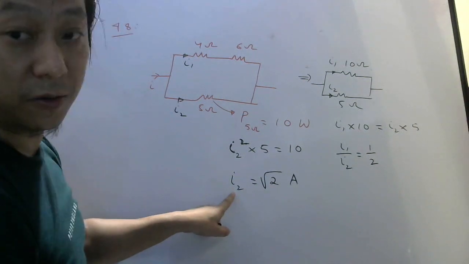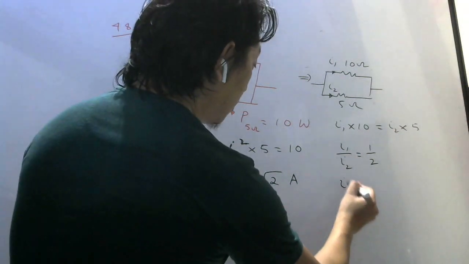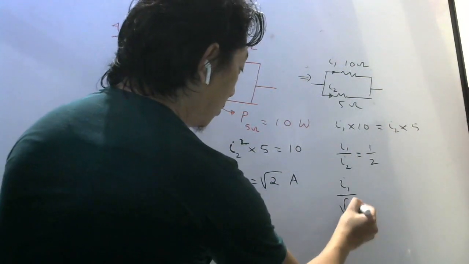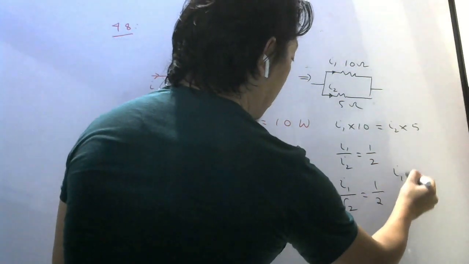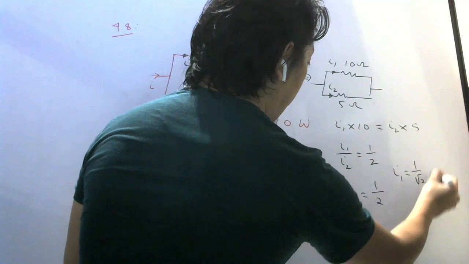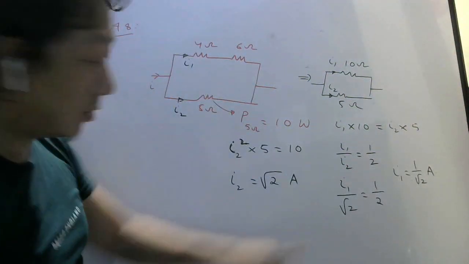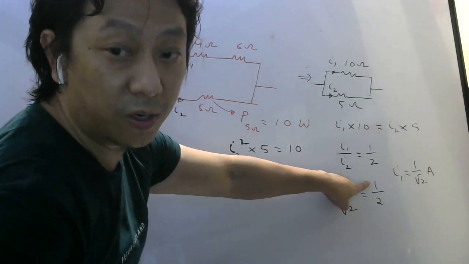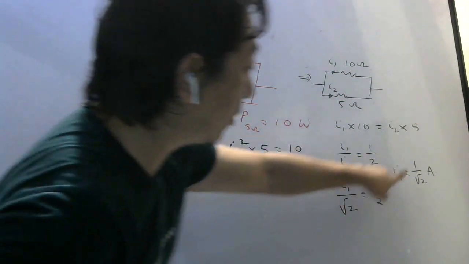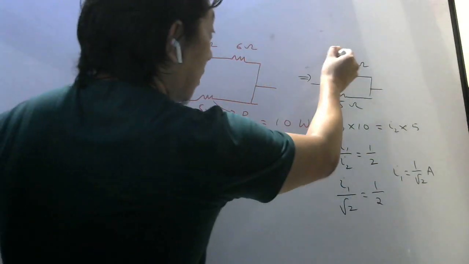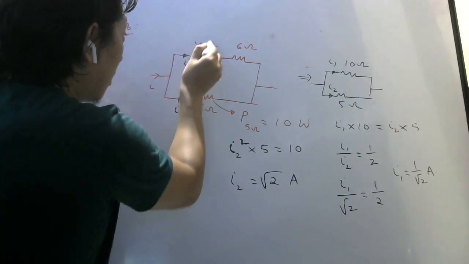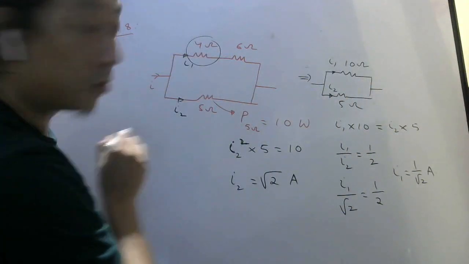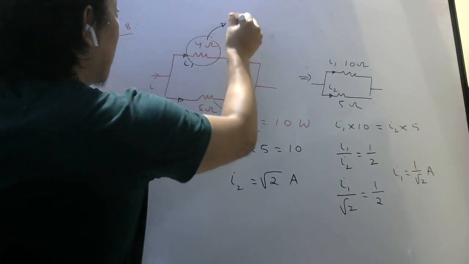But I2 I know. I2 is root 2. So I1 will be root 2 divided by 1 by 2. Just cross multiply. Root 2 will go in the numerator. Root 2 divided by 2 will be 1 by root 2. So I found the current here. Once I know the current here, I also know the current here.